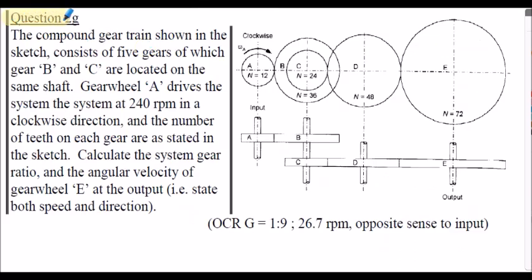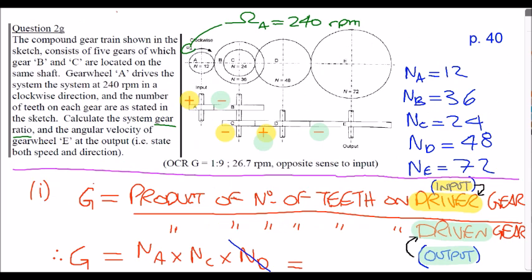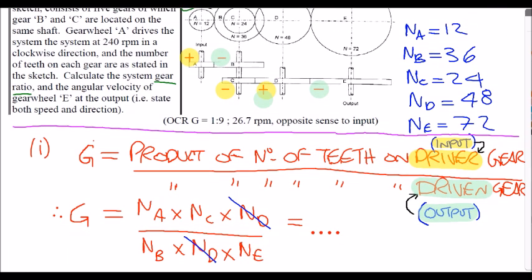Here's question 2G. Again, I'll let you read this at your own pace. Answers for the gear ratio, the speed of gear E here, and the sense of rotation are all stated in the bracket. I'd encourage you to stop the presentation, attempt question 2G, but again, the solution is shown on the following slide. Here's the solution to question 2G. I've shown the solution to the stage where you can insert the values of the number of teeth on the gear wheels to calculate the gear ratio. I'll let you finish the solution from there.